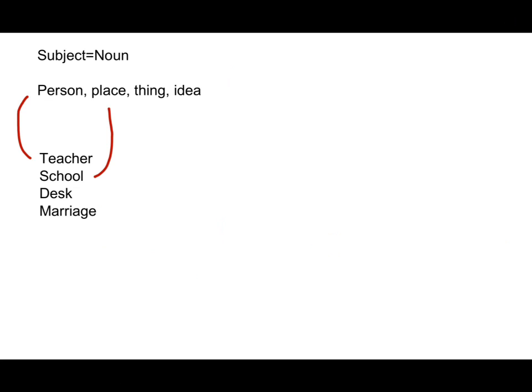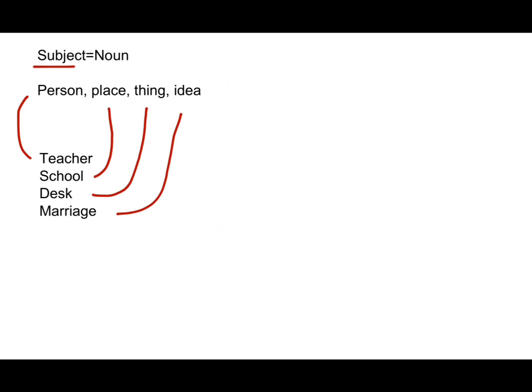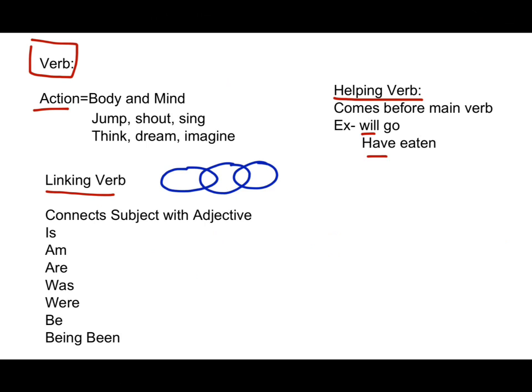We also have things, so desks, pencil, eraser, those types of things. And then finally we have ideas, which would be an example of things you can't really see, such as marriage. I can see 2 people married, but I cannot see marriage itself. Okay, so that's the idea. So those are subjects. Again, those are usually the first things that come at the beginning of a simple sentence.